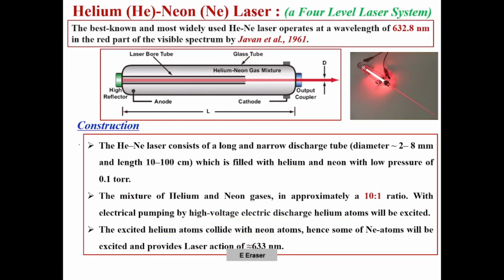So this is all about the construction. This is the glass tube. In between the glass tube, it is filled with helium neon gas, where helium to neon is in the 10:1 ratio. This side is a highly reflecting mirror, and this side is a partially reflecting mirror. Obviously, they act as a resonator cavity, and this gas will be discharged by the electrical discharge method. So here we give electrical energy through the anode and cathode.